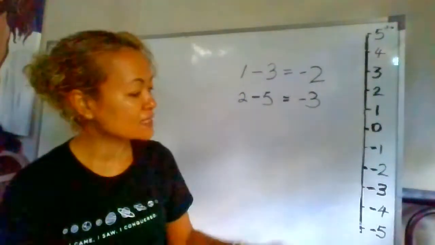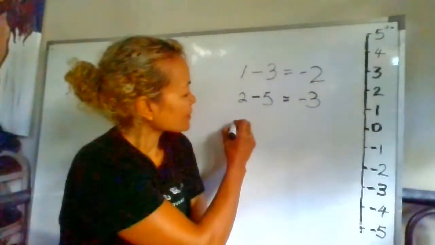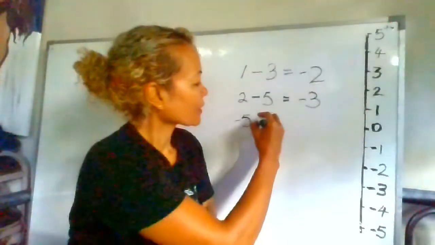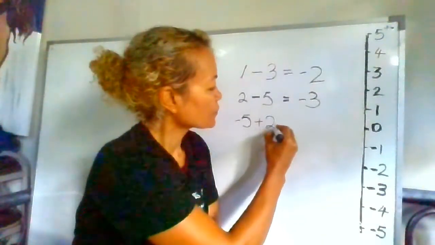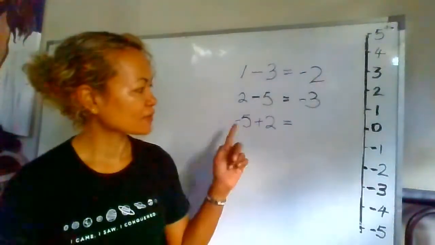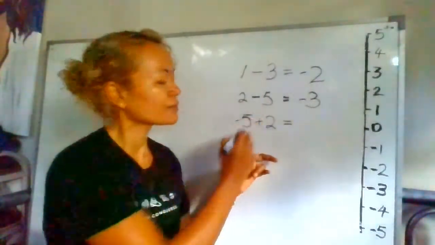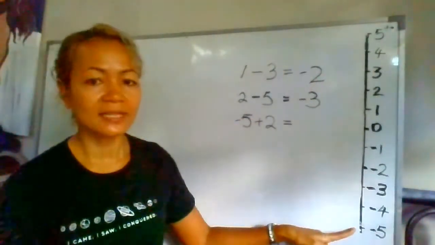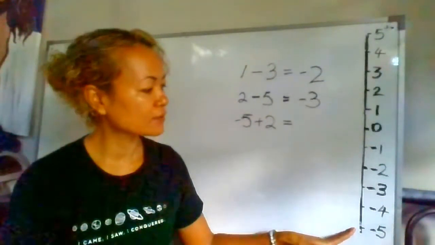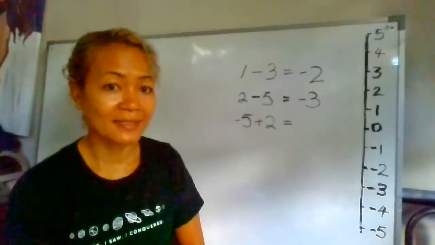What if you start at a negative number? Say minus 5 plus 2 equals what? So start point is minus 5. Minus 5, down there. Plus 2 means you're going up 2. 1, 2. You end up at minus 3.